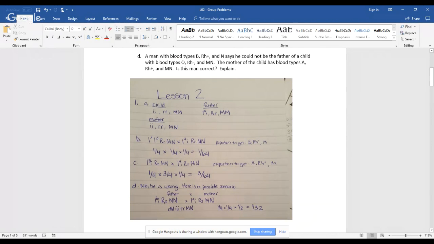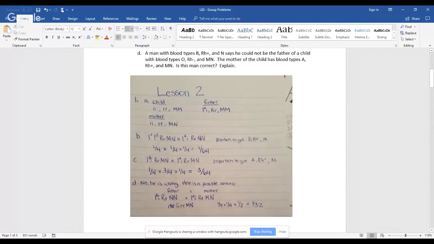Part D, I got the man was wrong. It is possible for him to have a child like that if he was heterozygous for both the blood type and the Rh factor, and the mother was also heterozygous for those 2 as well. They could have a child that would have type O blood, Rh minus, and MN blood group.